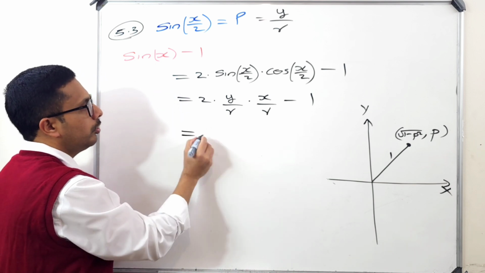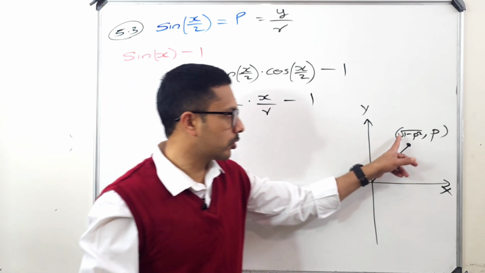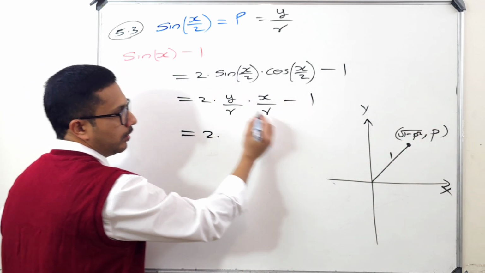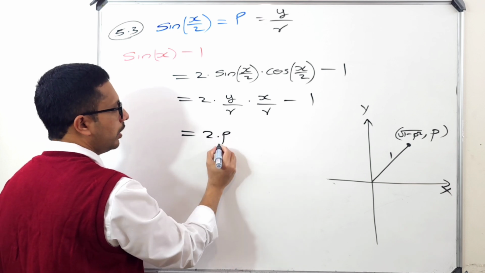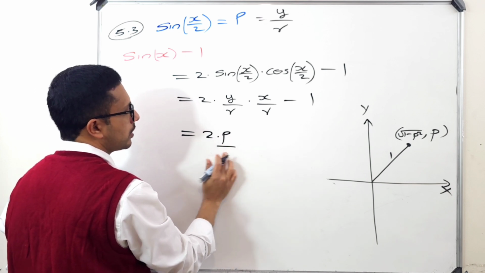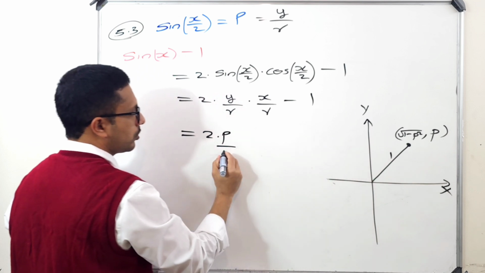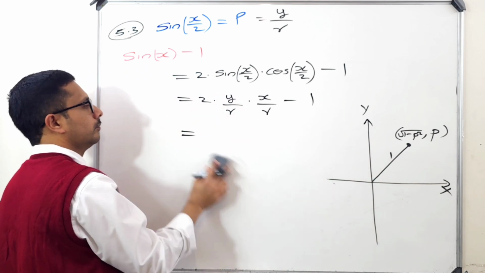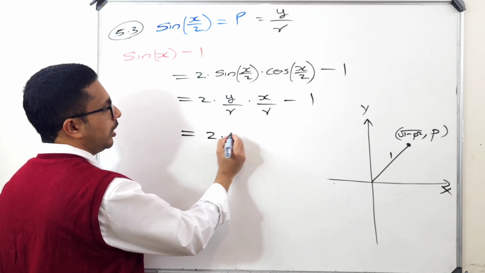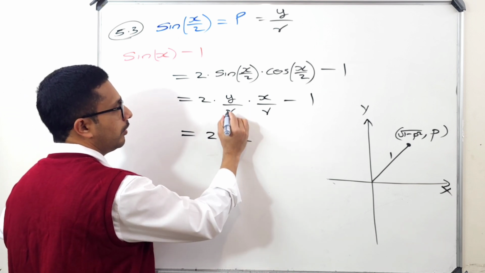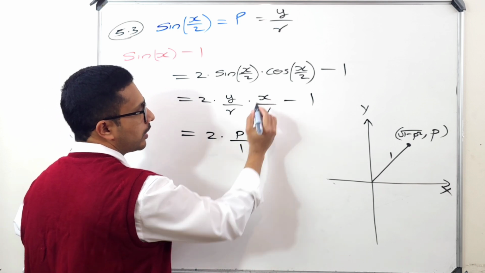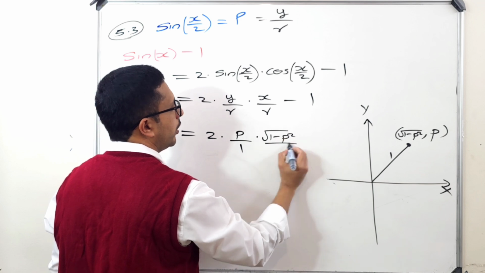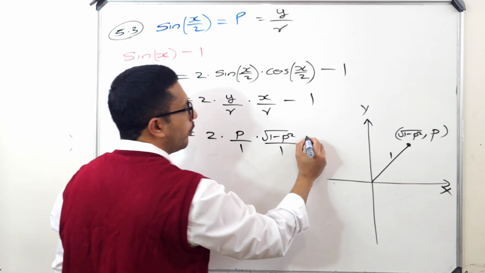Okay, so don't you know the values of x, y and r in terms of p? Here it is. So 2 times y, the value of y is p, divided by r. What is the value of r? R is 1. So it is divided by 1 times, okay, let me write it a little bit neater. So it is 2 times the value of y is p divided by the value of r is 1, times x. What is the value of x? Square root of 1 minus p square divided by r. R is 1, minus 1.